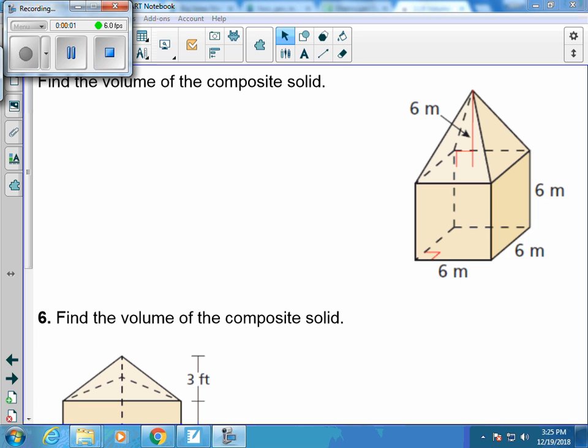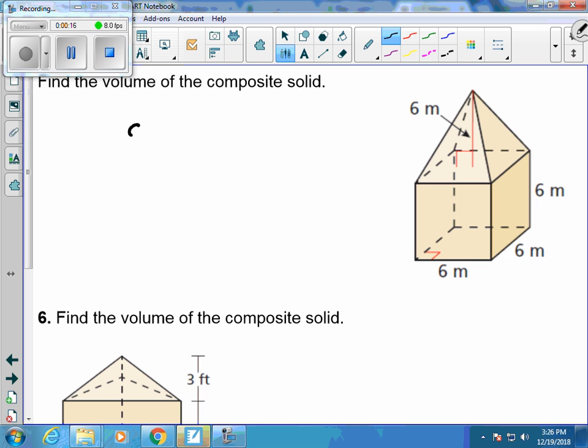Last thing we're going to take a look at this lesson is composite solids. We already did this with looking at cylinders, spheres, prisms, but now we're going to do it with pyramids. It says find the volume of the composite solid. And this composite solid really has two parts. This has a cube, and it has a square pyramid.